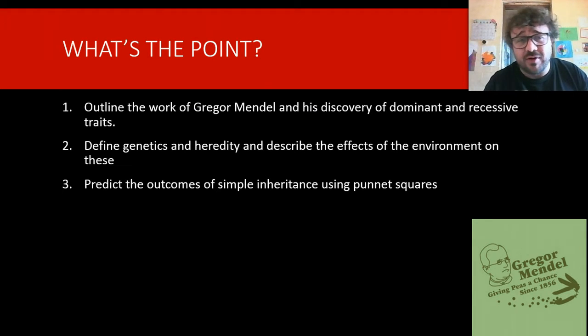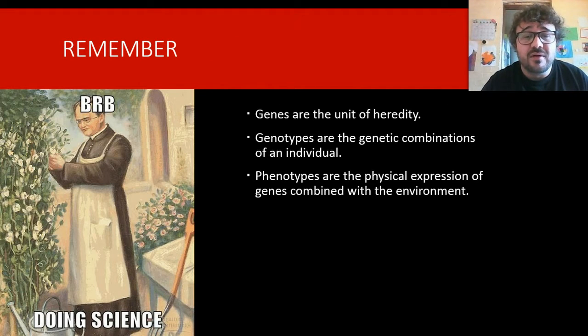So, what's the point? Basically, by the end of this, you should be able to outline the work of Gregor Mendel and his discovery of dominant and recessive traits. You want to be able to define genetics and heredity, and describe the effects of the environment a little bit on these, and you should be able to predict the outcomes of simple inheritance using Punnett squares.